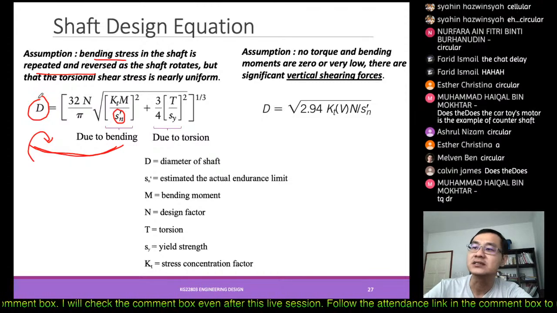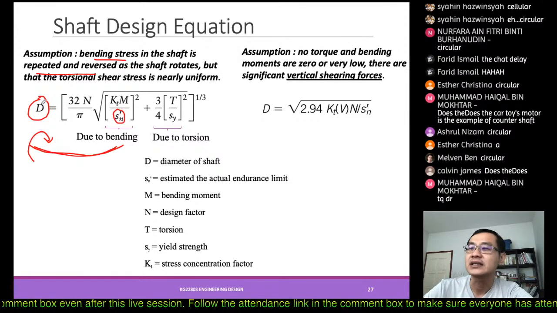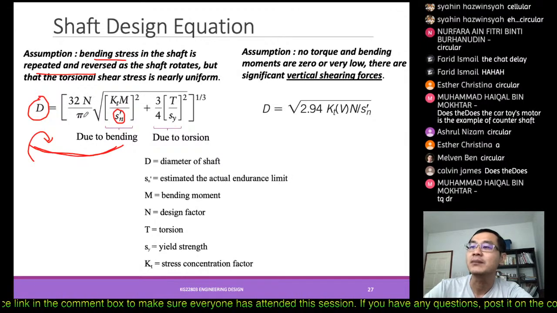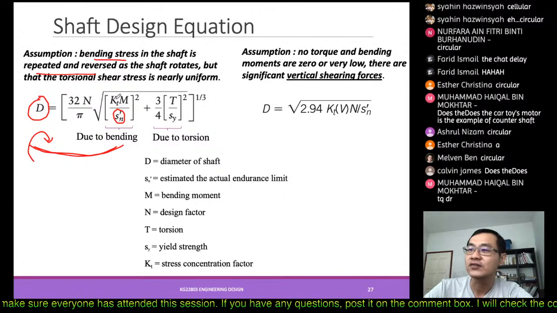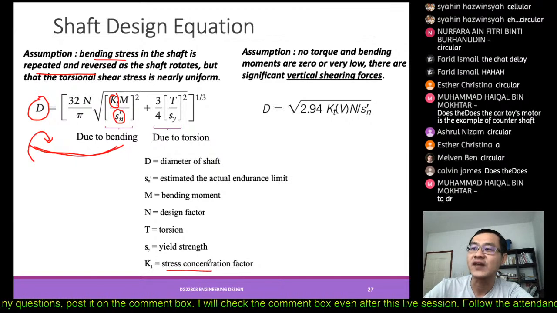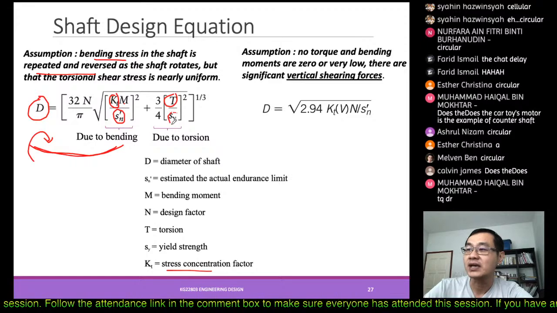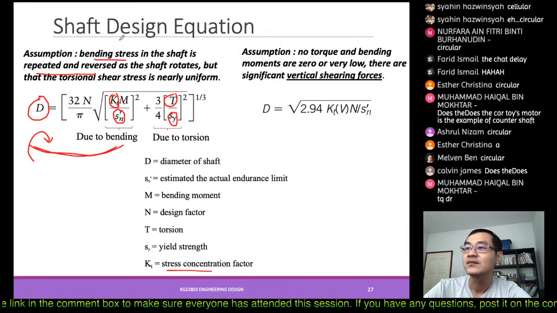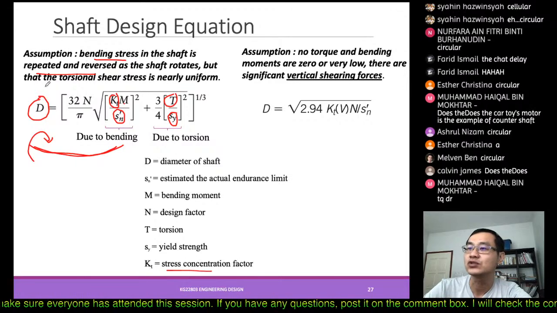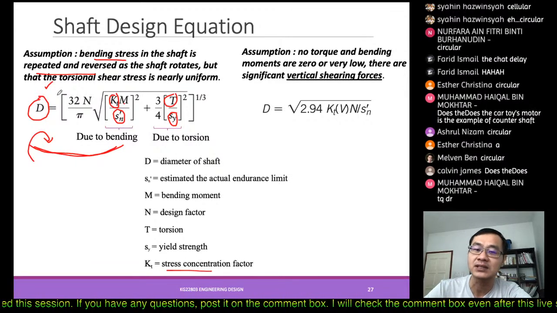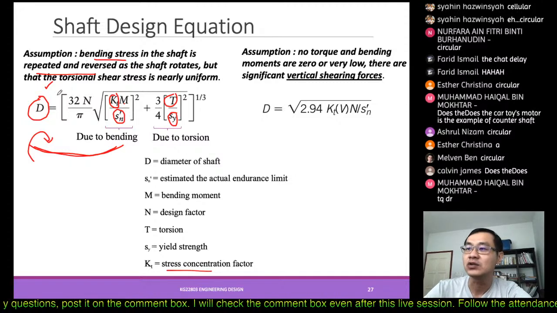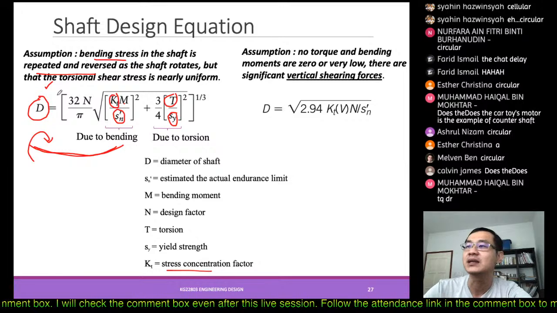The diameter of the shaft can be determined by these equations: 32n, where n is the design factor, divided by pi, multiplied by the square root of Kt, the stress concentration factor, M the bending moment that you have, the Sn we already know, T the torsion, and Sy the yield strength of the material itself. When we have this condition, we use these equations to know the suitable minimum diameter that can work to transmit that kind of power and bending moment.